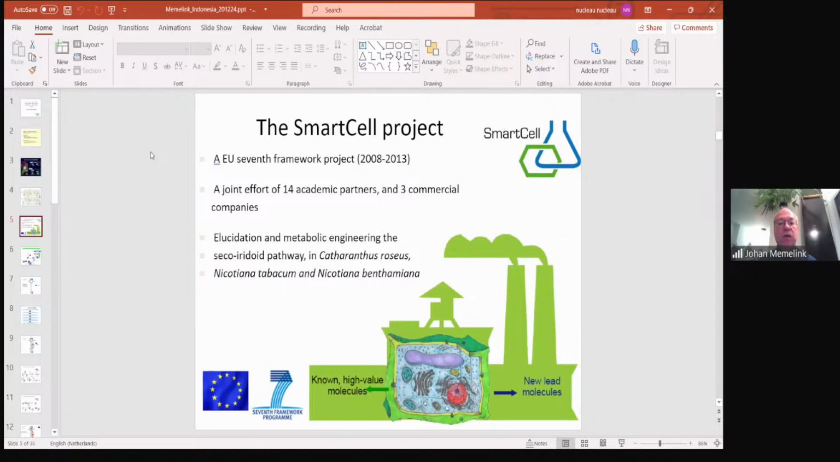And the idea of the project was to elucidate the seco-iridoid pathway in Catharanthus roseus, I will explain what this is, and to try to engineer it in this plant and in other plant species, such as Nicotiana species.